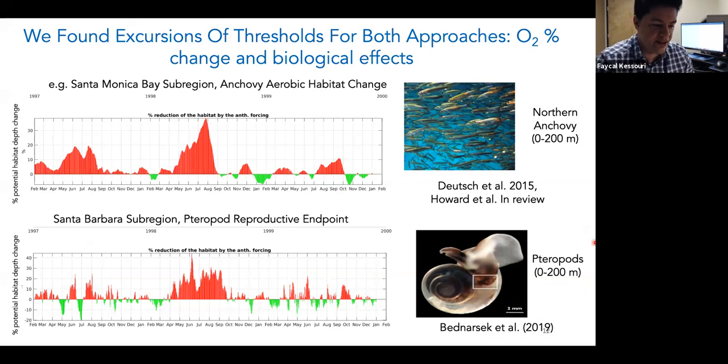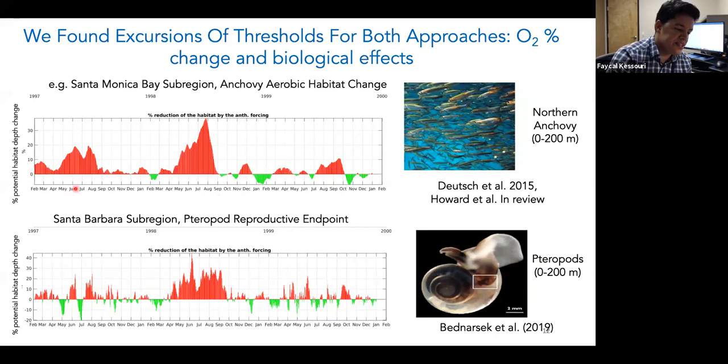The first example is based on what Curtis presented about the metabolic index. We are applying the methodology on the northern anchovy. My example is in a region in Santa Monica Bay, a region that has many sources of nutrients. And the second application is based on pteropods. They are sea snails, very vulnerable to ocean acidification. And we applied the methodology developed by Bednaršek.